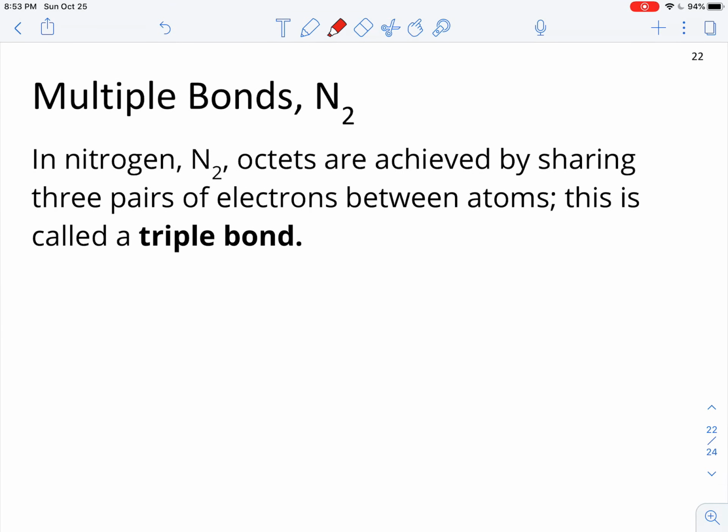Right, nitrogen actually has a triple bond. So nitrogen has a total of 5 valence electrons, and so we need a total of 10 because we've got 2 nitrogens. If I were to draw those, 1, 2, 3, 4, 5, 6, 7, 8, 9, 10.